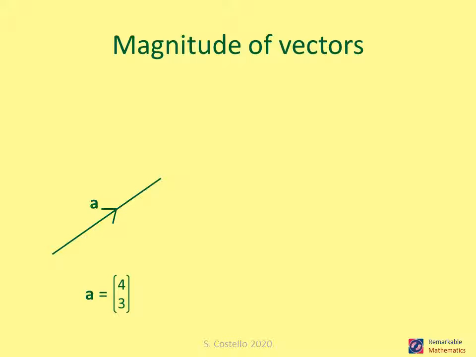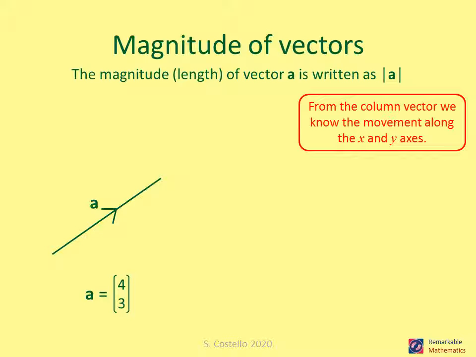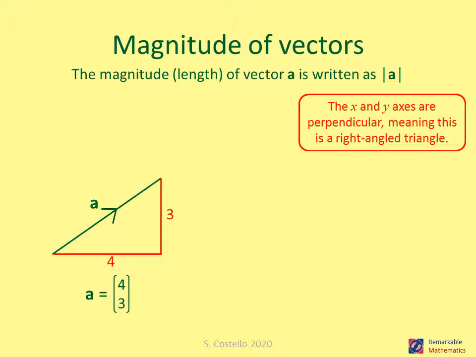Vector A equals (4, 3). The magnitude, the length of vector A, is written as an A with a straight line either side of it. From the column vector, we know the movement along the x and y axes. So the x movement is 4 and the y movement is 3. The x and y axes are perpendicular, meaning this is a right angled triangle.